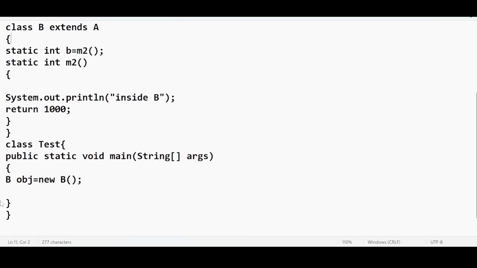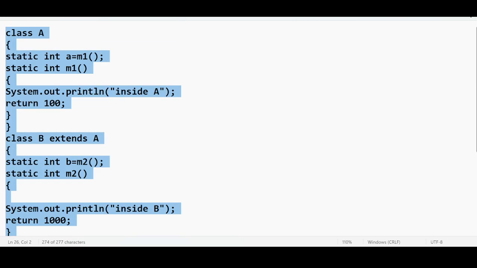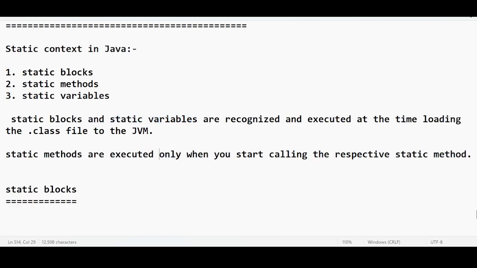But before even understanding this, always remember this point, guys. Static blocks and variables, this point is very important, are recognized and executed at the time of loading the .class file to the JVM. We are trying to understand if the variable does the same. If the variables are recognized at the time of loading, I am giving the proof for variables now. I have given the proof for blocks. Now I am giving the proof for variables.